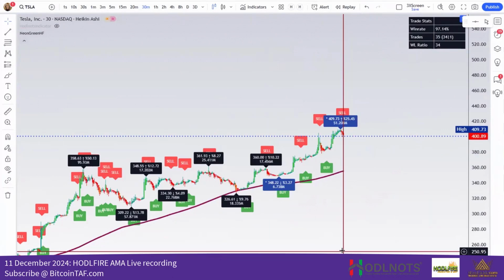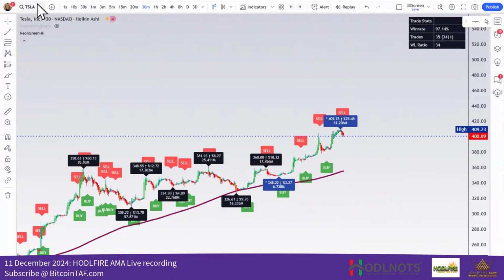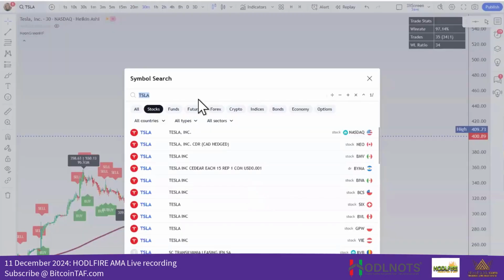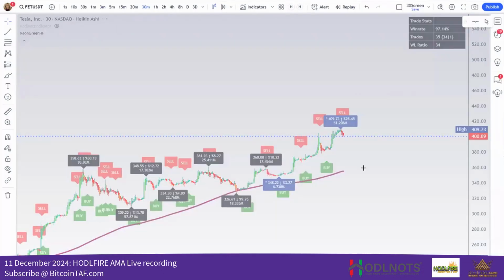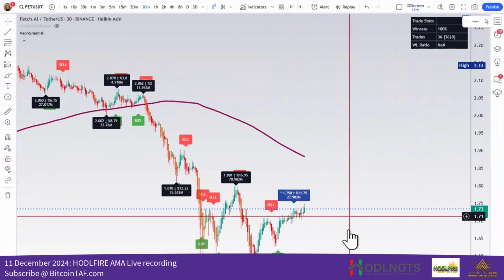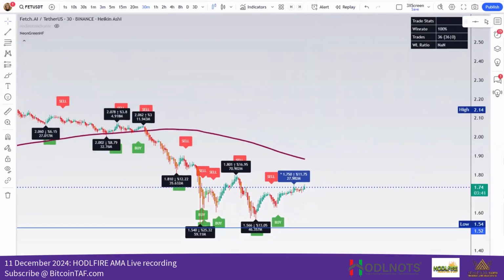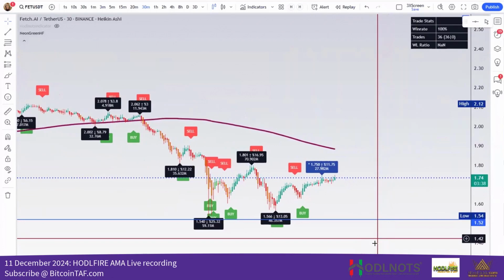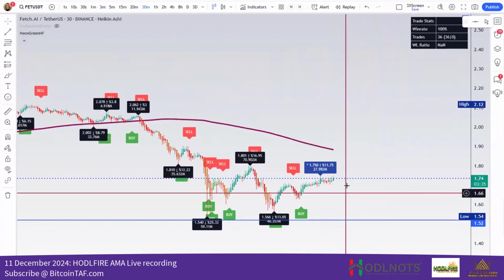Now, if you go back to Fetch quickly, it looks to me like Fetch is getting ready to break out. Let's look at that. I have to go to crypto and go to Fetch. Yeah, well, we're down here at the bottom. Now, what I see there is almost a double bottom. You've got a nice strong uptrend there, and I'll be surprised if that blue tag there disappears, and then it comes on just after that with a buy tag.